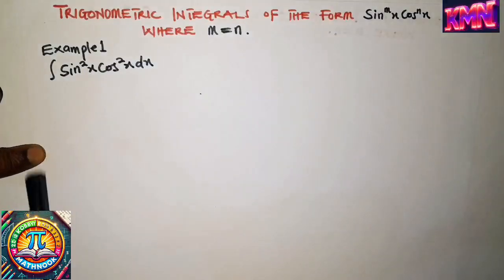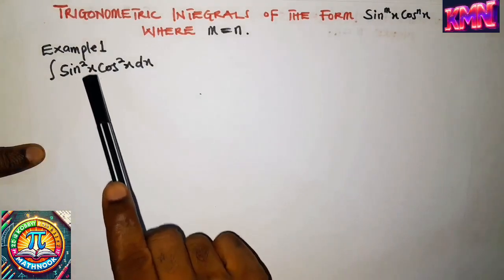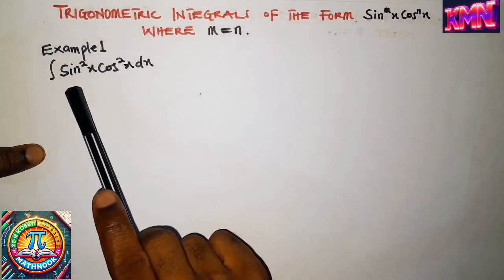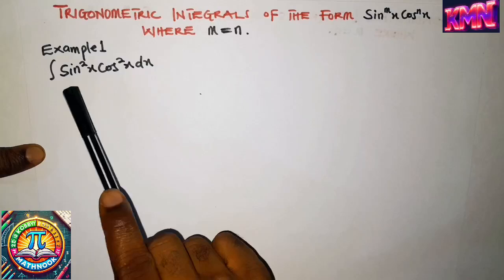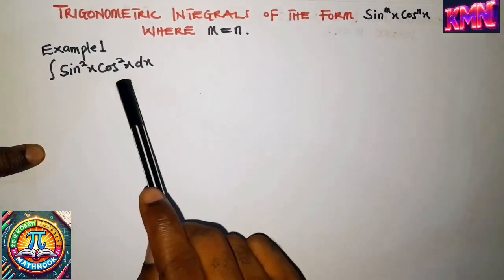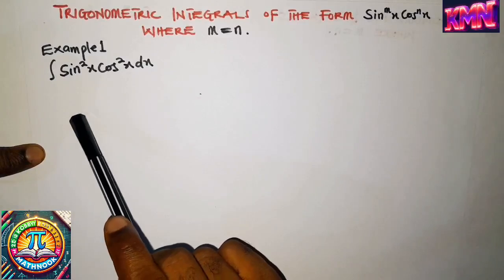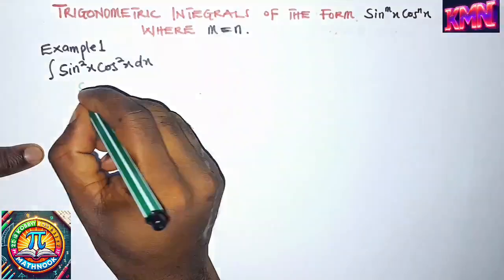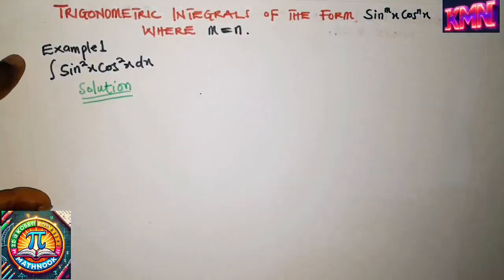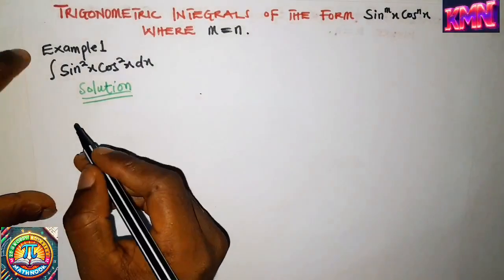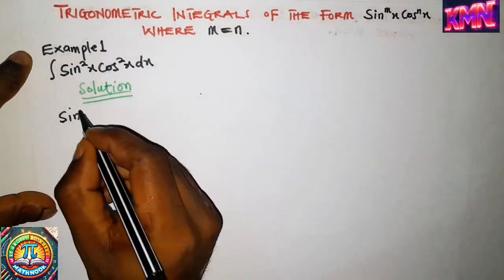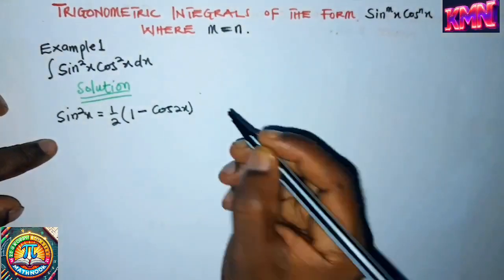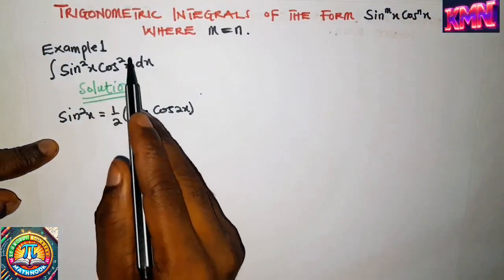Firstly, we are going to look at the integral of sine squared x cosine squared x dx. In this situation, the exponents of the sine and the cosine are both even. When they are even, we use the half angle identity as we learned in our previous lesson. We know the half angle identity for sine squared x, and the half angle identity for cosine squared x.